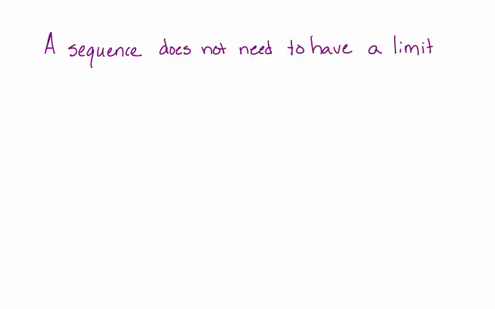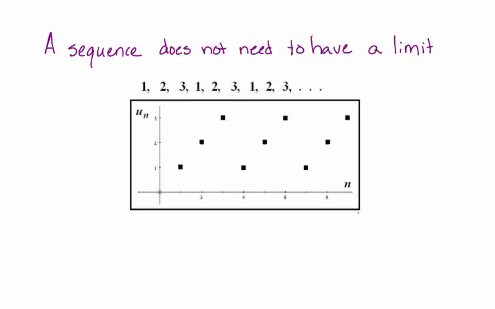Keep in mind that a sequence need not have a limit. Here is a simple sequence that has no limit. We just take the integers 1, 2, 3 and repeat them. The sequence has no limit because no matter how far you go out in the sequence, the terms never get arbitrarily close to any real number.